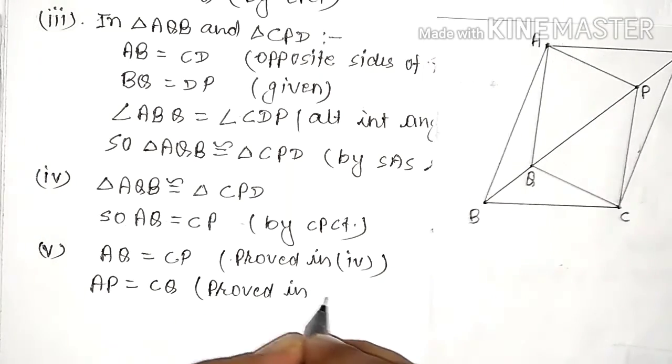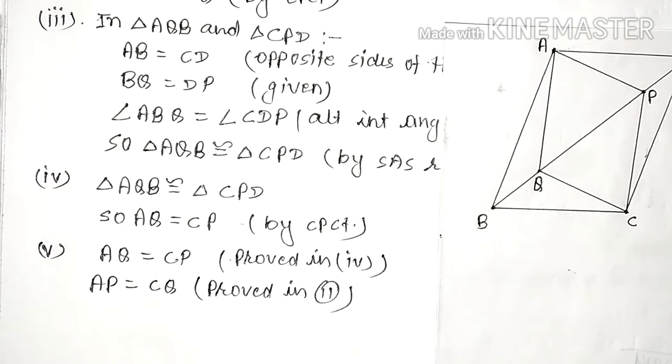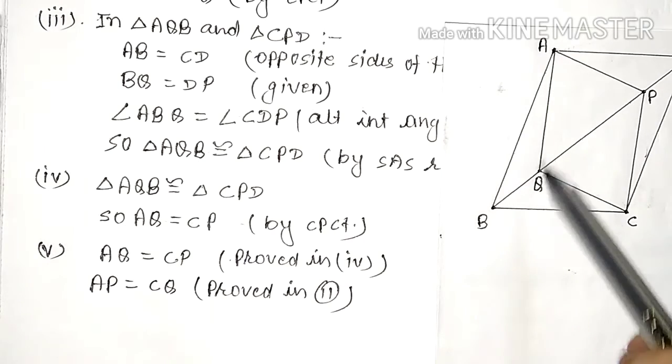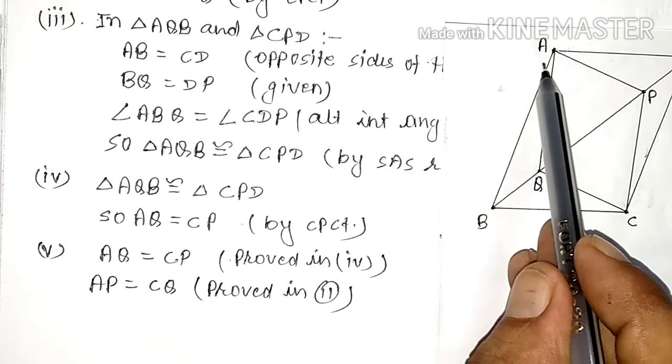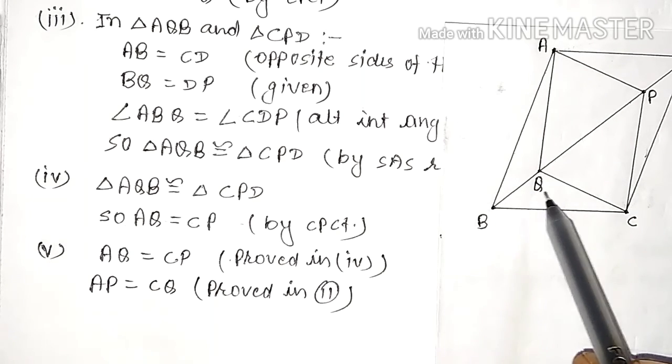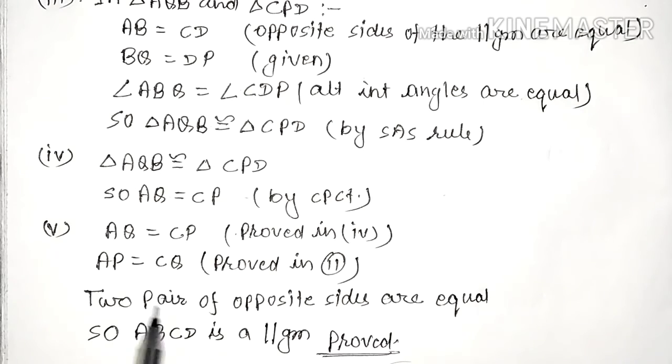Proved in second part. So two pairs of opposite sides are equal, then we can say that it is a parallelogram. AQ is equal to CP and AP is equal to CQ. So opposite pairs are equal. So we can say that APCQ is a parallelogram. Two pairs of opposite sides are equal. It is proved.